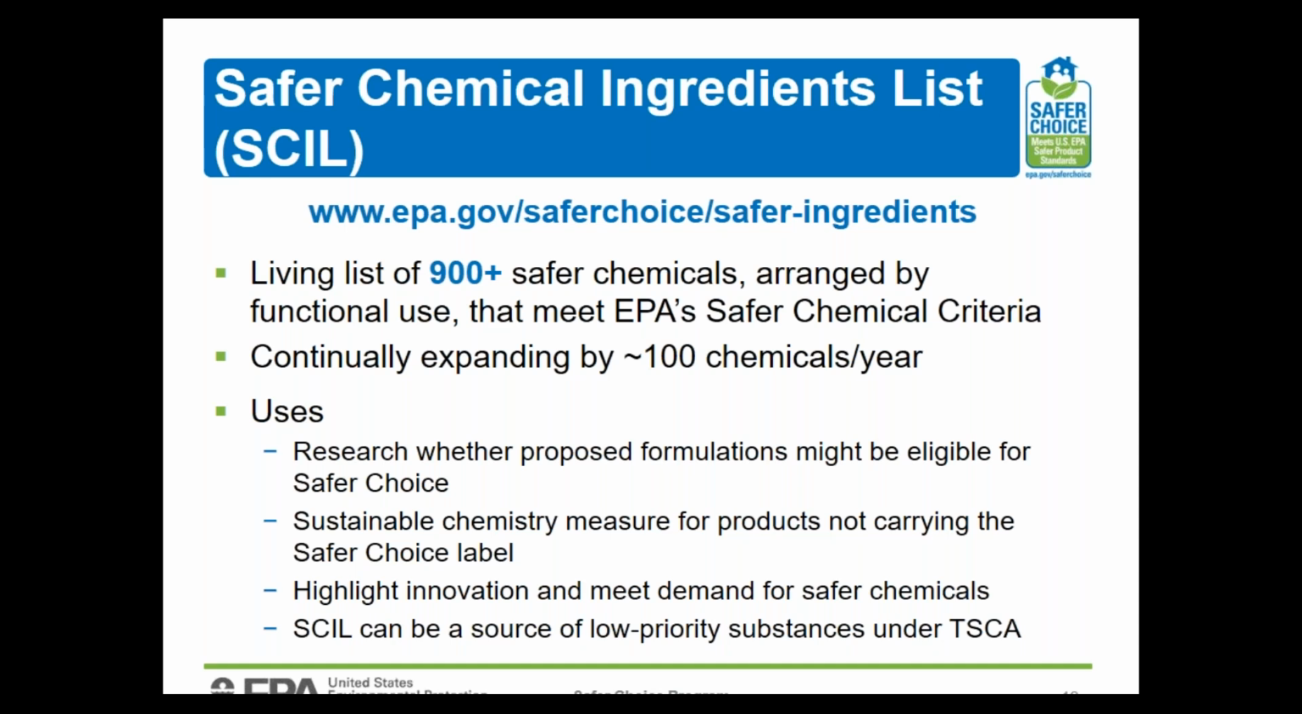Now, as an important disclaimer, there are tens of thousands of chemicals on the market today, probably even closer to 100,000. Just because chemicals aren't on SCIL doesn't mean that they don't qualify for the program. It means it's possible that they just haven't been looked at yet. So this is a list of chemicals that we have looked at and saying that they do pass our criteria.